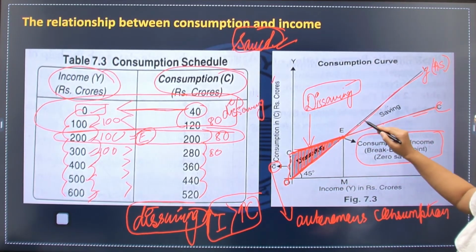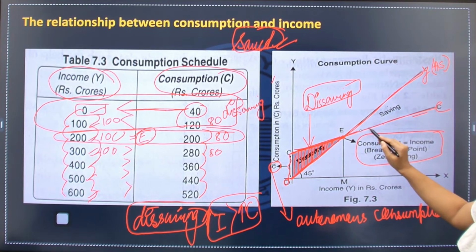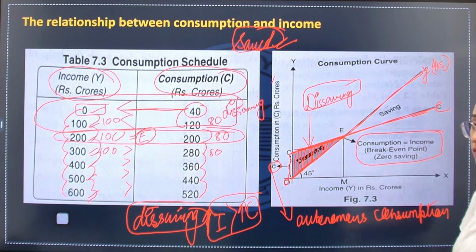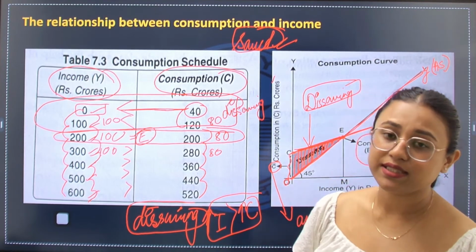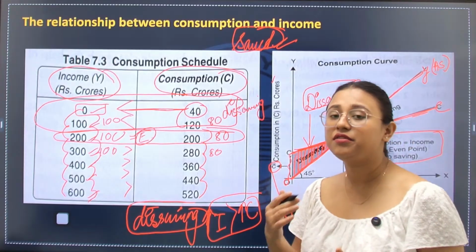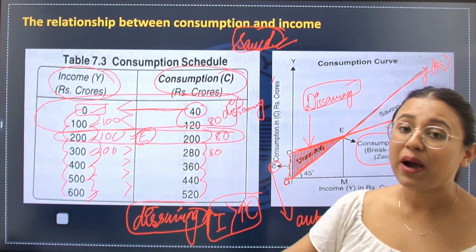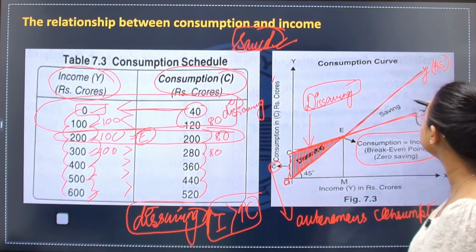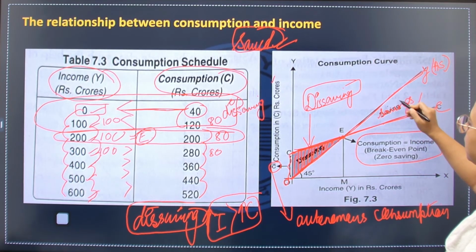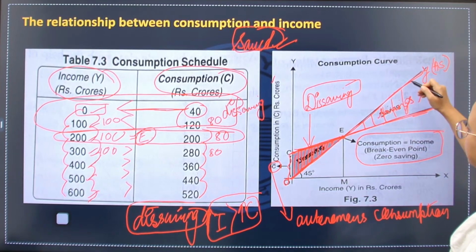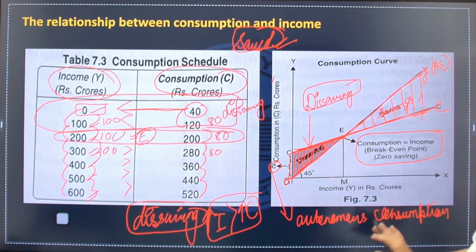Beyond that, when income is more and savings is positive, beyond the break even point income increases at a higher rate but consumption increases at a lower rate, because a part of the increased income is also saved. This portion we can call savings. I hope you are clear about the consumption curve.